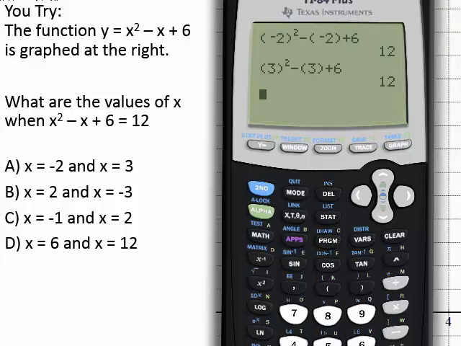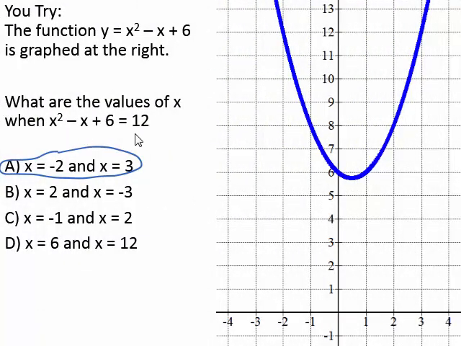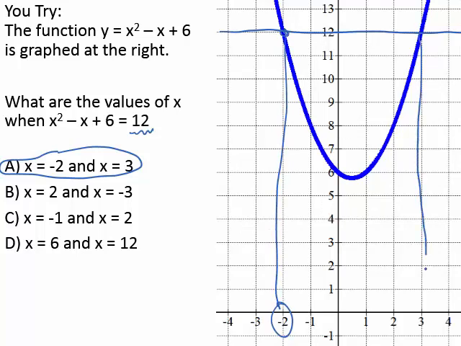Alright, luckily on this one, when I checked it out, I found out that the first answer choice checked out. We can also see that on the graph because we're finding when the values equal 12. So we draw 12 across for our y values, find out what corresponding x values there are. It's negative 2 and, which also matches up with answer choice A.